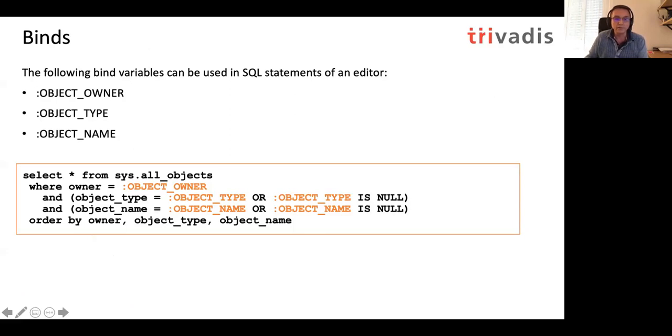Of course, I have also some bind variables. The typical bind variables are owner, type, and name of an object, and I can incorporate them in my query and so restrict the result. Because remember, I cannot enter parameters when I open an editor. It's done automatically.